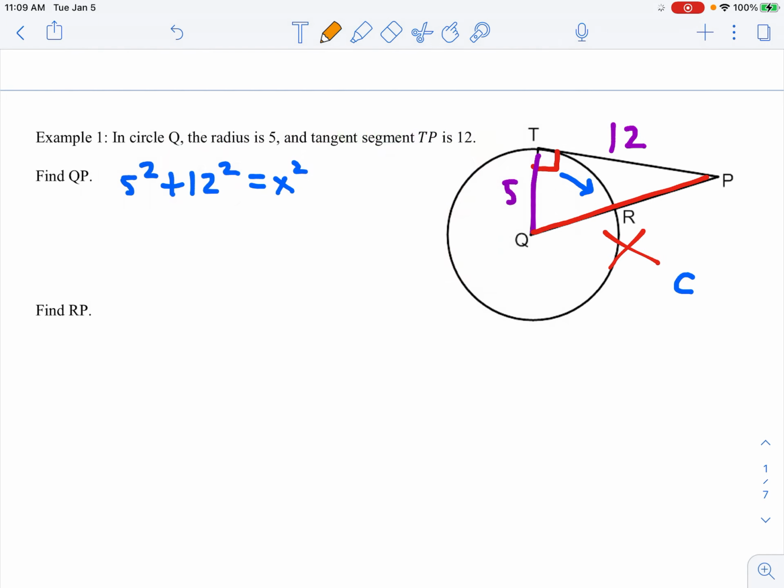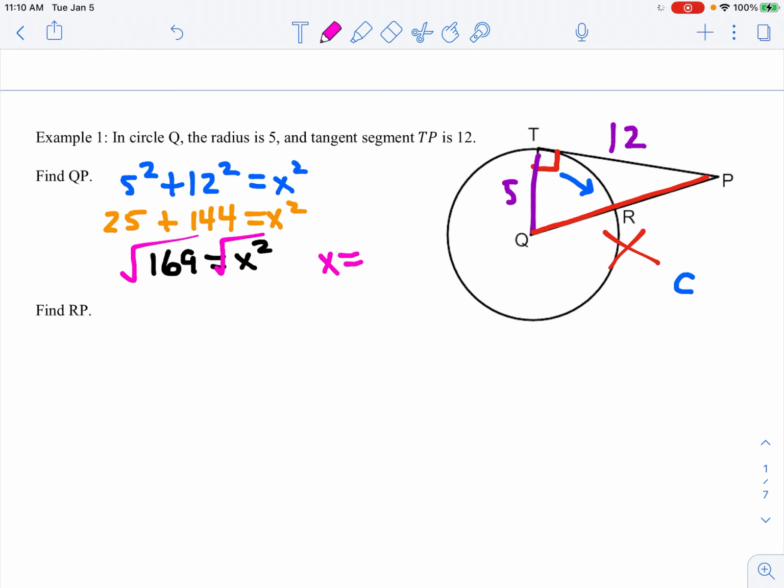All right, let's change those to numbers. 5 squared is 25 plus 144 is equal to X squared. Let's combine our like terms on the left-hand side. That will give me 169 is equal to X squared. Now remember, to free that up, I'm going to square root both sides, and the square root of 169 will tell me that X was 13. So that whole entire side was 13.